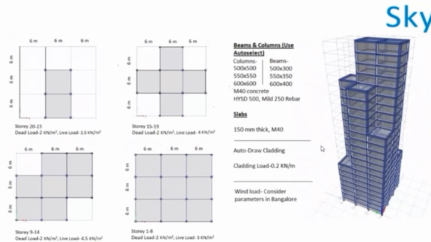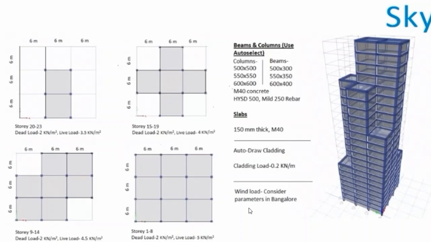Here we have to design and analyze a tall building. The data given: beam and column sizes are given. The columns are 500 by 500, 550 by 550, 600 by 600, and the beam size is this. The grade of concrete is M40, the steel is HYSD 500, and the mild steel is 250 rebar. The slab thickness is 150 mm, and the cladding load is 0.2 kilonewton per meter.